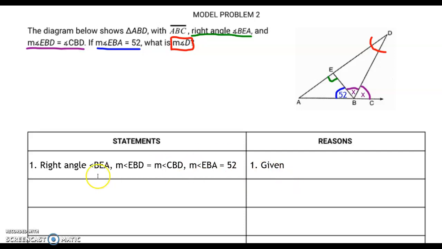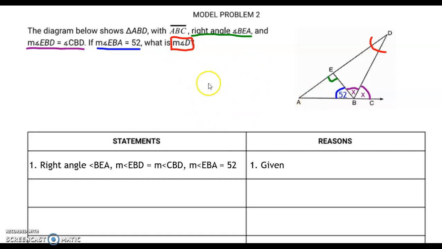All right, all my givens are here. I have everything that was given to me in the original problem. Now I can move on to some stuff that I make up myself, which is 52 plus 90 plus whatever this is equal to 180. So I can find this out to be 38.